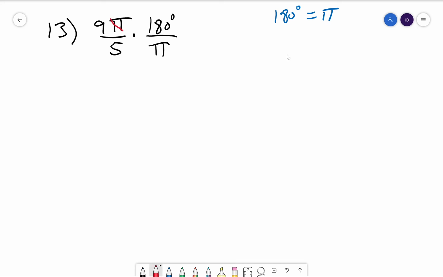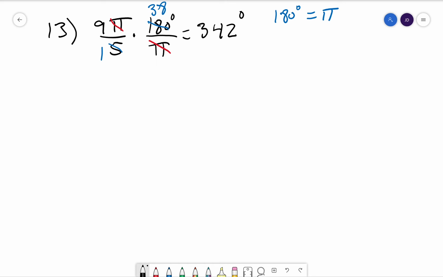Now, my pi radians are going to what? Cancel. And let me see. 5 goes into 5 what? Once. And 5 is going to go into 180. That's going to be 36, right? 36. And then 9 times 36 is 324. That's going to equal 324 degrees. We all see how that's done?